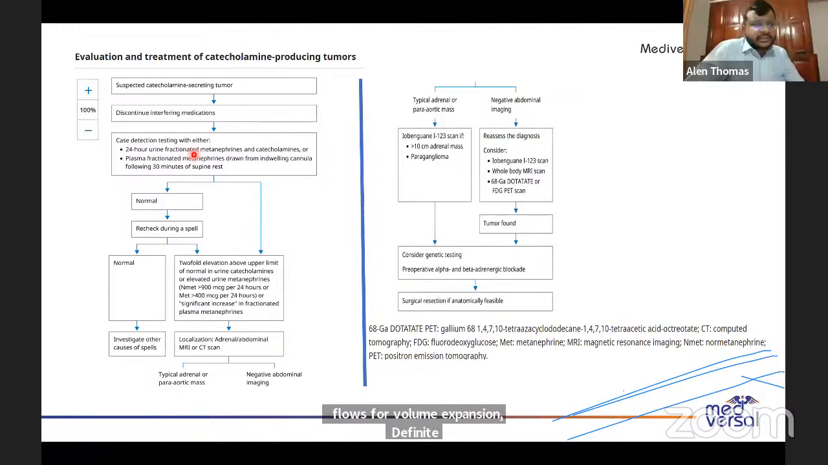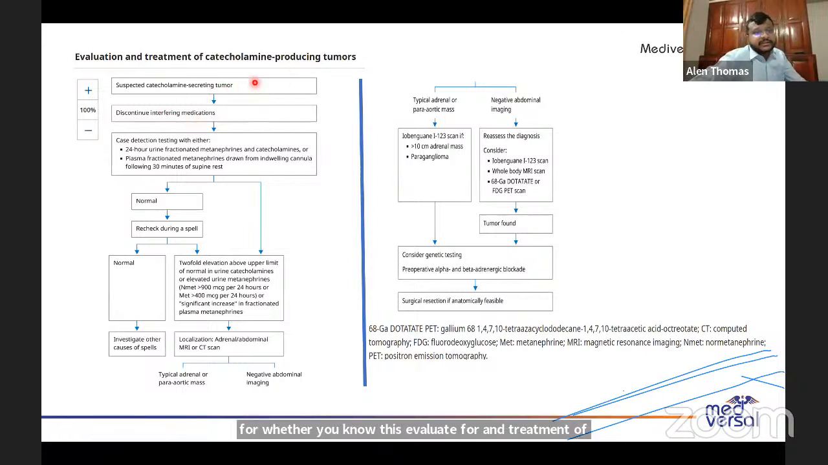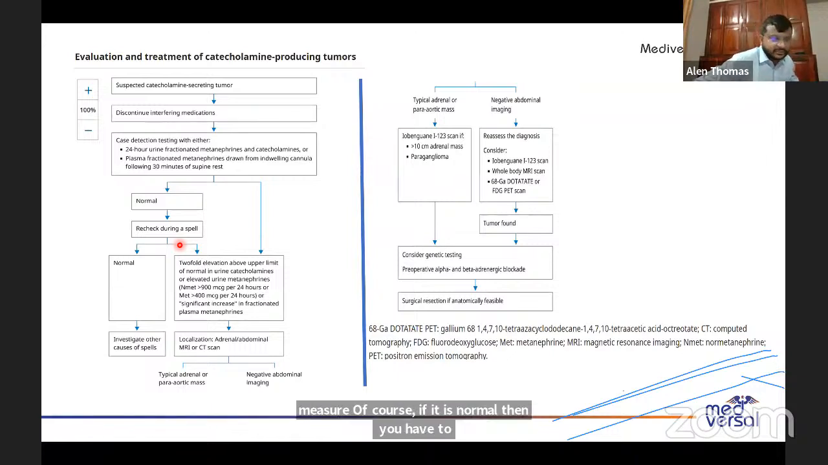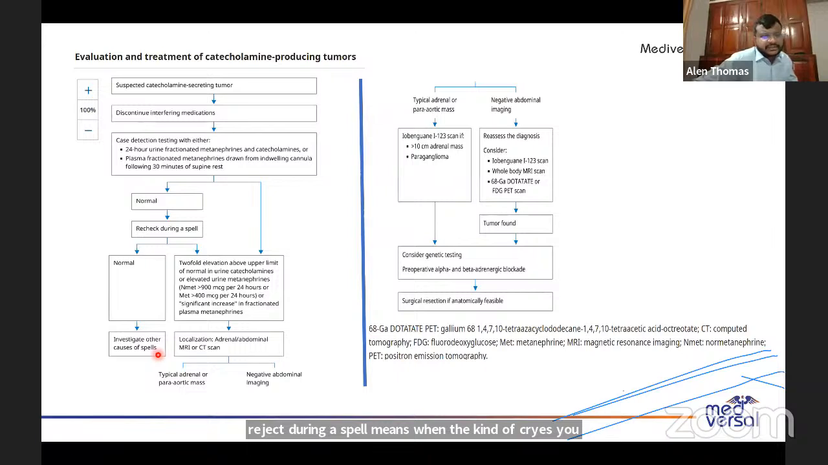Now, how do I evaluate and treat catecholamine tumors? Suspected catecholamine secreting tumor: any interfering medications I need to discontinue. I'll give you the keywords only here: metanephrines and catecholamines. First, your urine metanephrines, you need to measure that. Of course, if it is normal, then you have to recheck during a spell, meaning when there's the kind of crisis, you need to recheck. Or if normal, investigate for other causes.